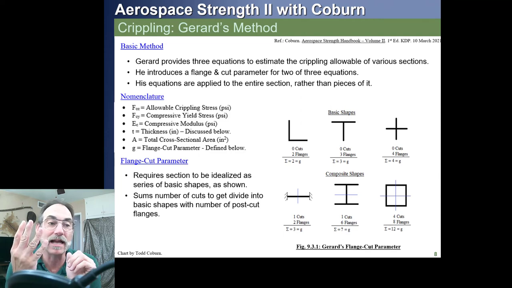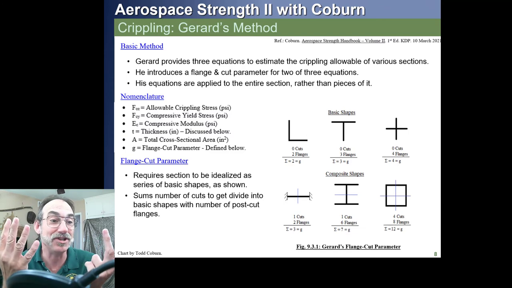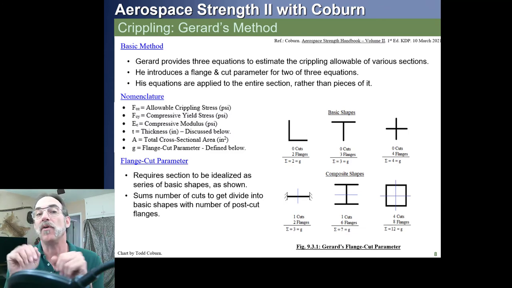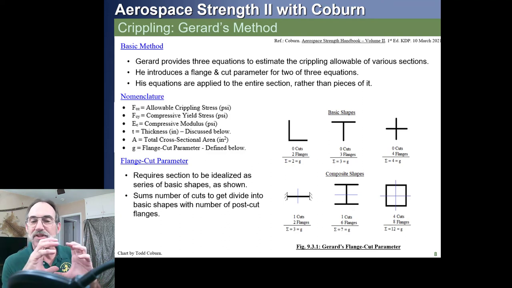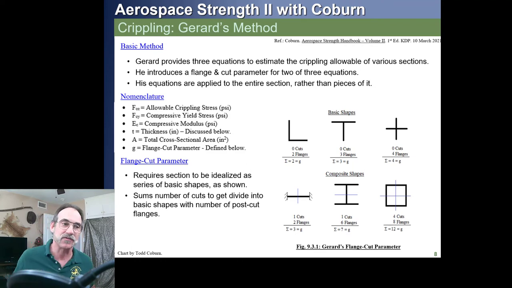Therefore, we have four cuts. Each angle has two flanges, so that's eight flanges total, for a total of 12 is the G. That's how we calculate G. You're going to sketch the member, cut it until you get into these basic shapes, and then add the number of cuts to the number of flanges. Okay? We'll see how that works further.